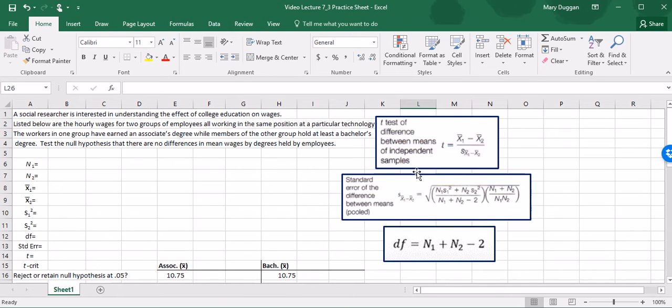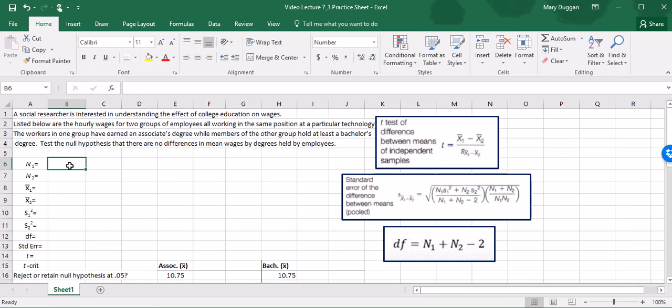So again, the t formula says I need the means of both groups and the standard error of the difference between the means. And wow, that formula is a doozy. However, all you need in this formula are the ns and the variances. So we can do that. We figured out variances in chapter 4, and we're going to start with finding some of these things on the left. Okay, so we need first the number for each group.